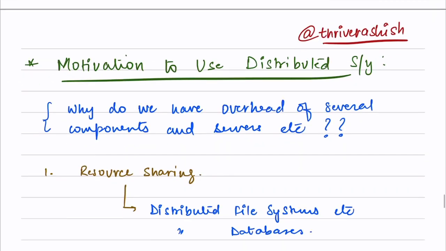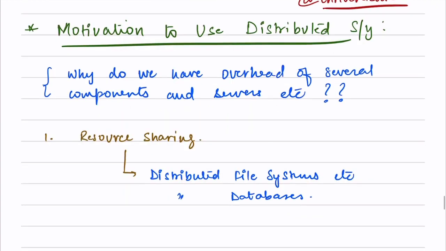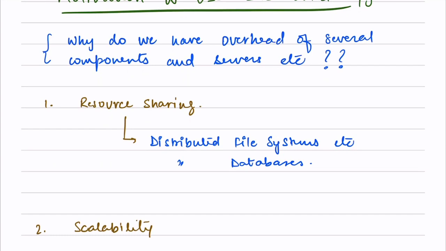The first motivation was resource sharing, like distributed file systems and distributed databases. These are all resources which can be easily shared by different services. If you are not making a distributed system and doing everything on one particular server node, all the complexities will increase, and if somebody else wants to access that, it's very difficult. So resource sharing is very easy in distributed systems.